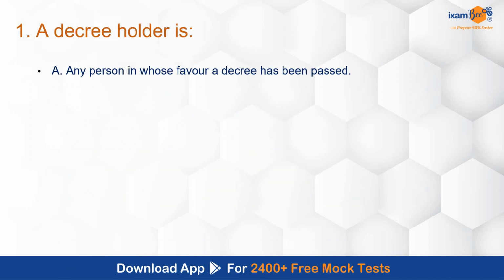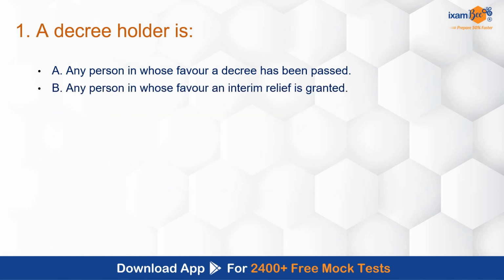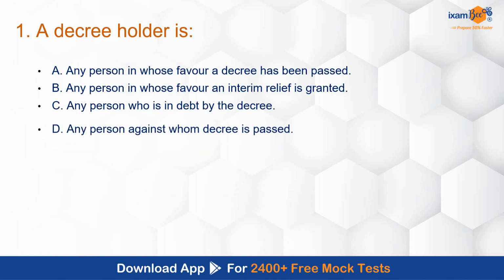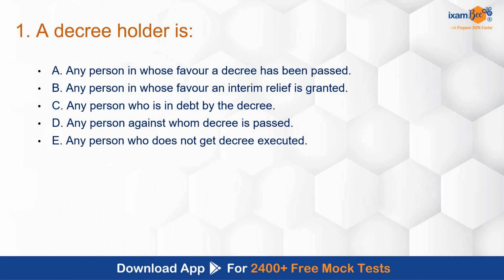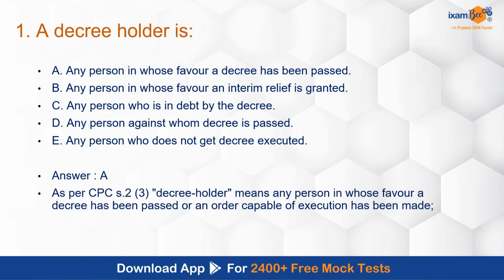A decree holder is any person in whose favor a decree has been passed, any person in whose favor an interim relief is granted, any person who is in debt by the decree, any person against whom decree is passed, any person who does not get decree executed. The correct answer here is A, any person in whose favor a decree has been passed. This is given under section number 2, subsection 3 of CPC. Decree holder means any person in whose favor a decree has been passed or an order capable of execution has been made.